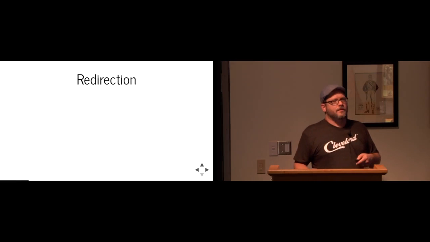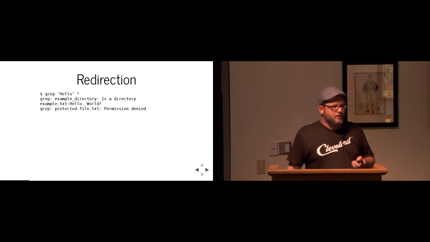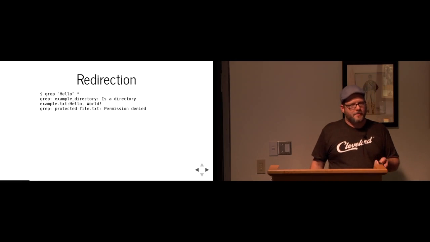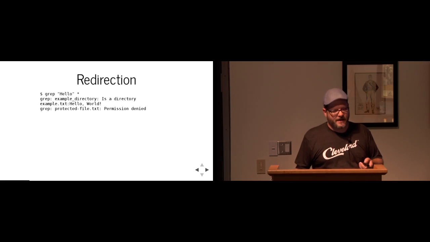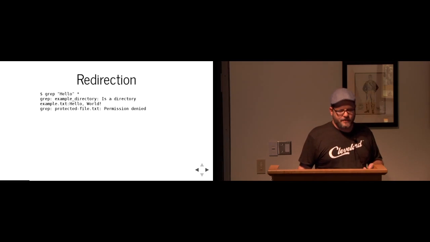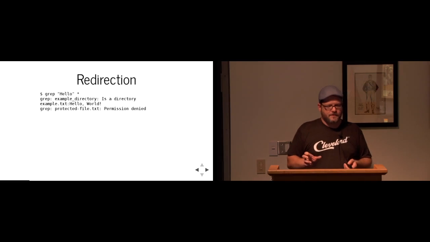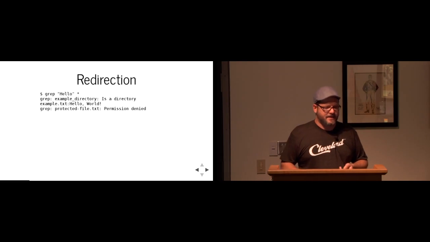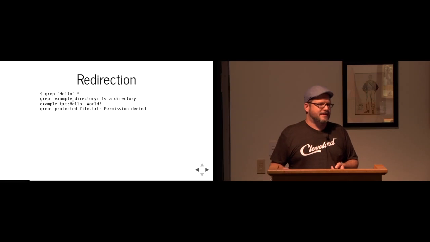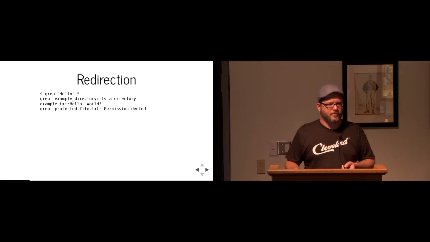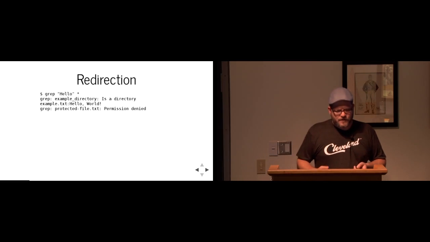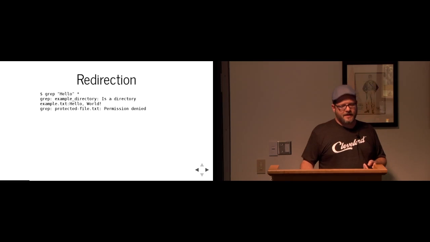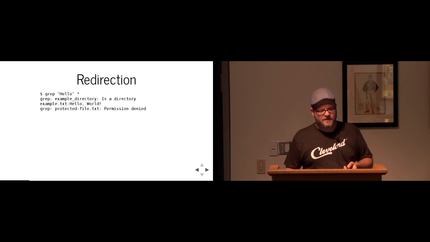But you can change where those streams go via redirection. Here is an example of using the grep command to find the text hello in any of the files in the directory that we're currently in. We see that there is a result: it found hello world in example.txt. But there are also two lines of diagnostic information. One says it can't find text in a directory, and the other says it can't read this protected file.